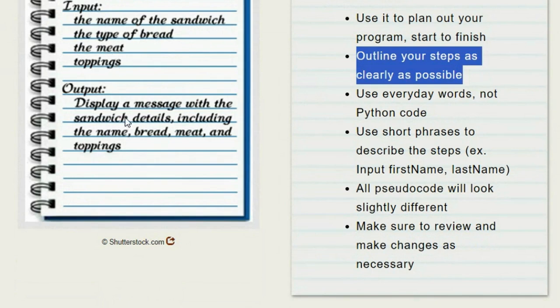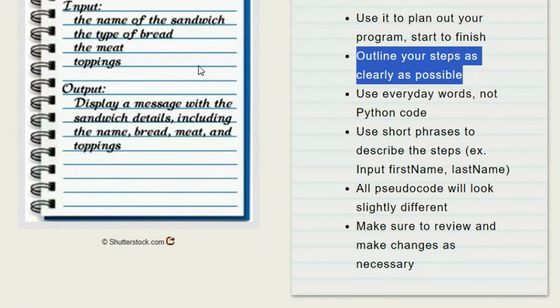And then I know what I'm printing. Display a message with the sandwich details, including the name, bread, meat, and toppings. You ordered this sandwich on this kind of bread with this meat and these toppings. And you'd print all that out using whatever they input. That's pretty straightforward, right? But this gives us a plan. And I could hand this to your grandmother, if your grandmother's still around. She could read that and know what program you're writing.